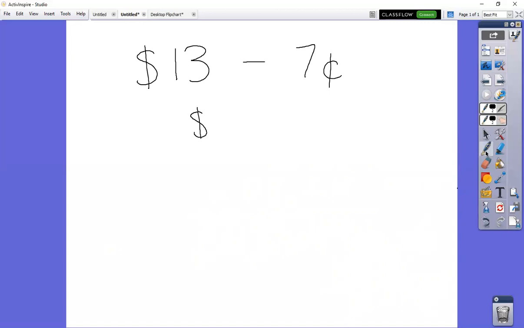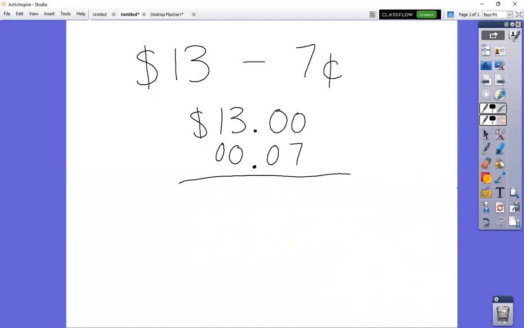So let's write these numbers. Let's write these dollar amounts out. So we've got $13. $13 looks like this, right? And then 7 cents. What does 7 cents look like? Well, it's $0, right? And then 0.07. That is what 7 cents looks like. Put my dollar sign. Okay. So we are going to subtract $13 minus 7 cents.